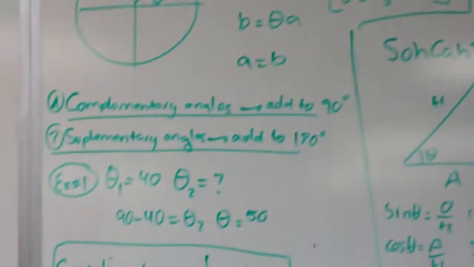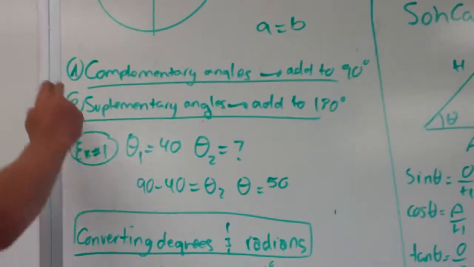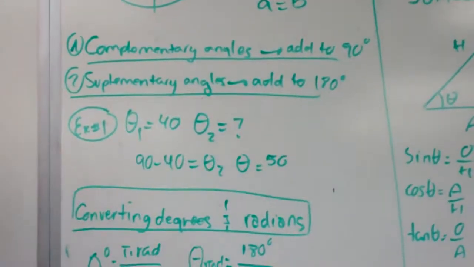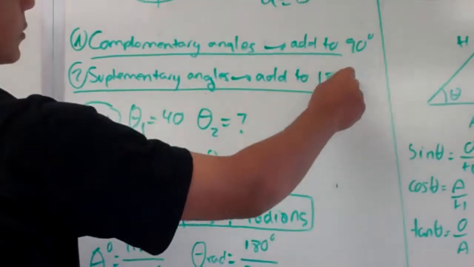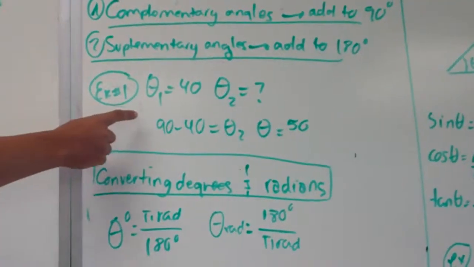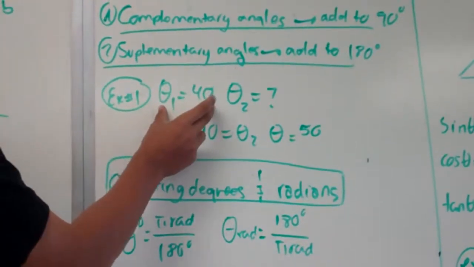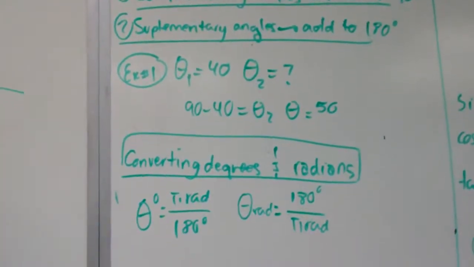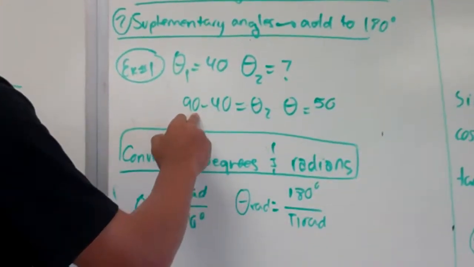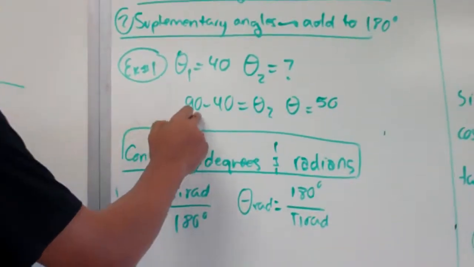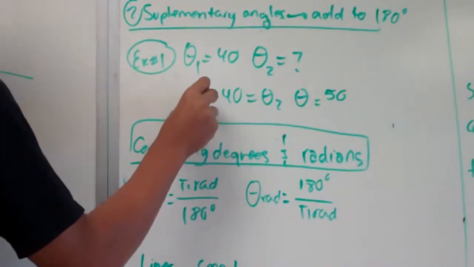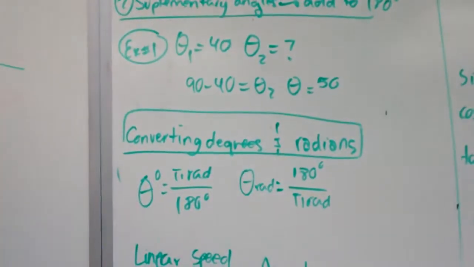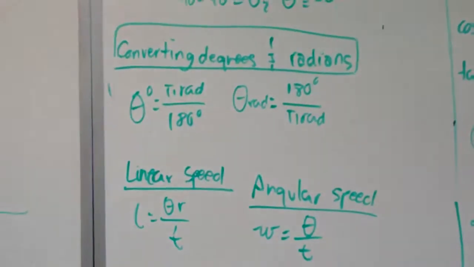Then we talked about complementary angles and supplementary angles. Complementary angles are all of them that add to 90 degrees, and supplementary angles are the ones that add to 180. 90 degrees or pi over 2, or 180 degrees or pi. An example of it, imagine they give us one angle that is 40 degrees, and they ask us to find the second angle. So we just have to use our complementary angle idea that adds to 90, and we use it by subtracting 40, and that would give us the second angle. In this case it would be 50, since 50 plus 40 would be 90 degrees.